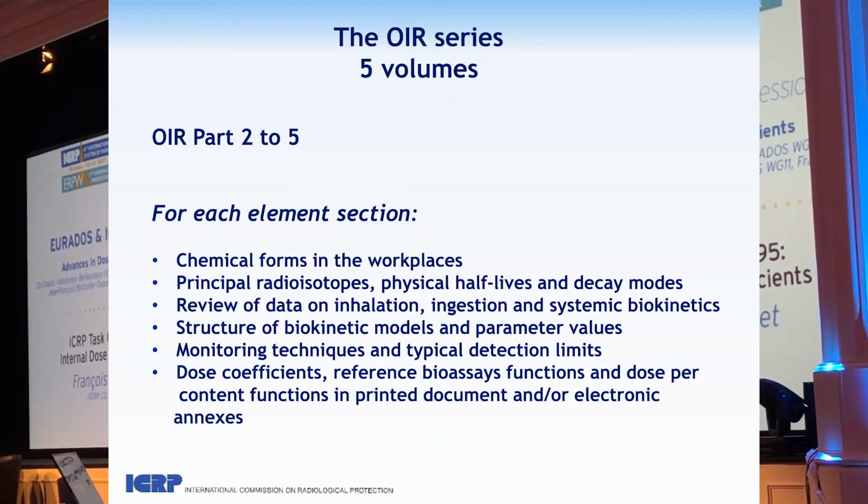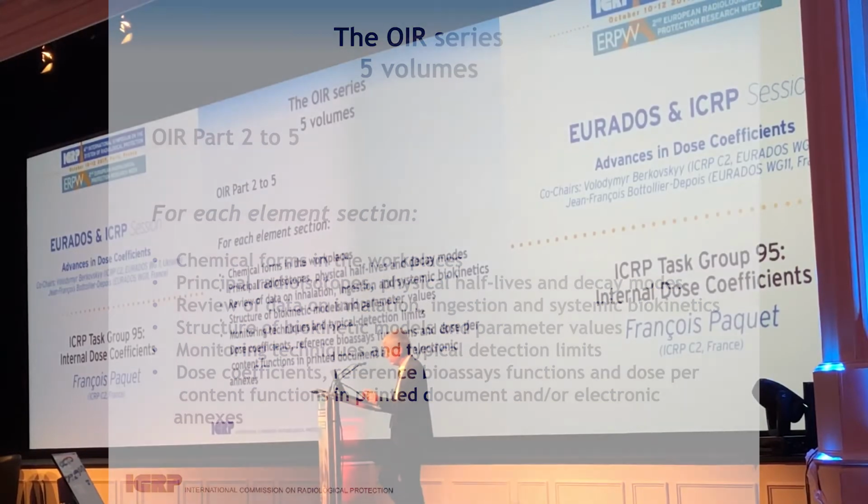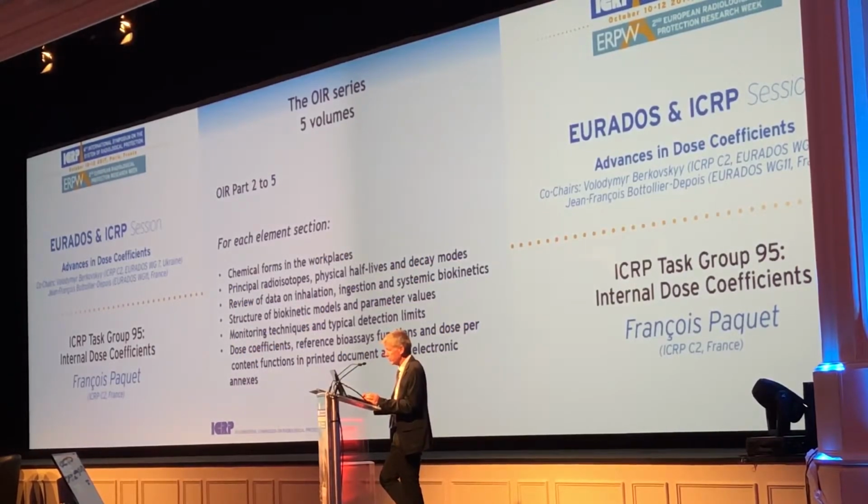And the OIR parts 2 to 5 are really about the elements, every element. So for each element section, we have a description of the chemical form in the workplace. We have a description of the main radioisotopes which are of interest for radiological protection. And that was a very large part, which really took us years to complete, to review the data on inhalation, ingestion, and systemic biokinetics. We have provided the structure of the new biokinetic model and parameter values, and we also describe the monitoring techniques for each element and the typical detection limit.